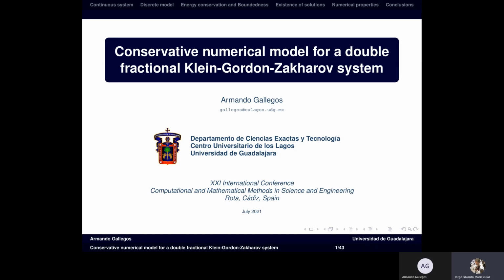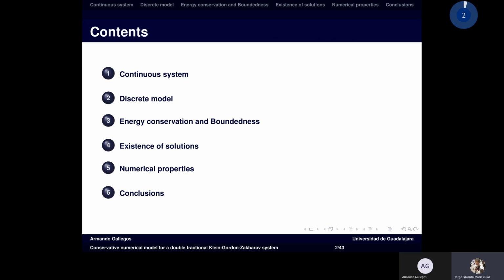Okay. The title of this presentation is a conservative numerical model for a double fractional Klein-Gordon-Sakharov system. My name is Armando Gallegos, and I am affiliated with the University of Guadalajara in Mexico.